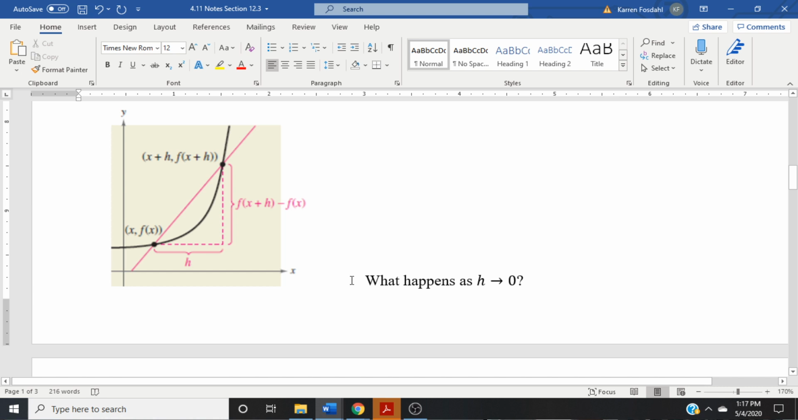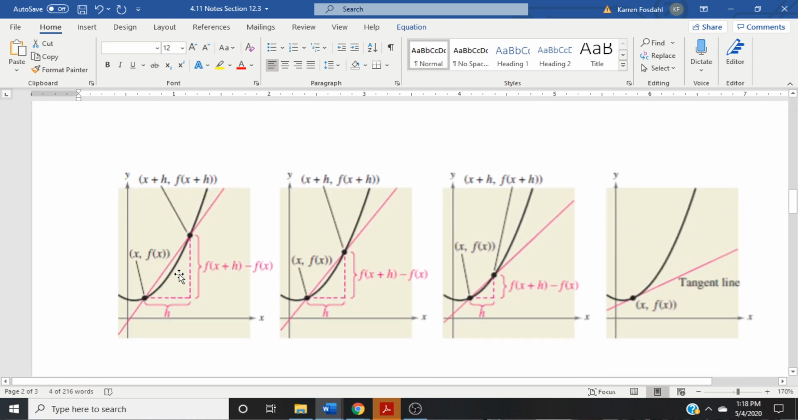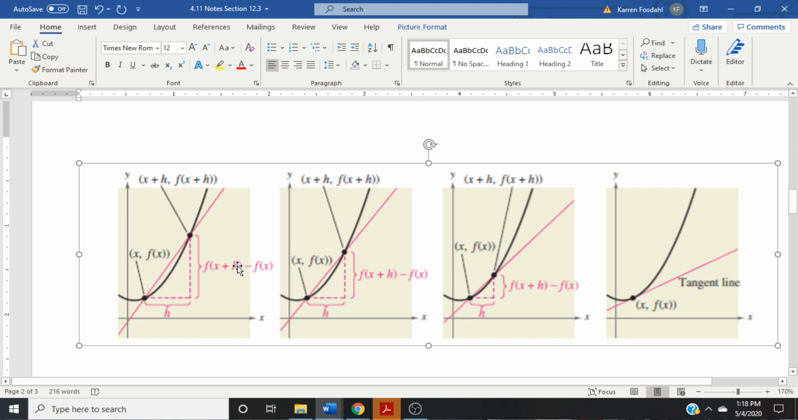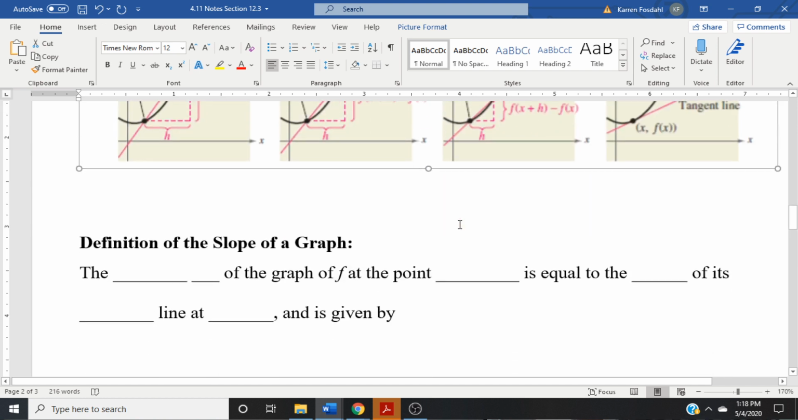Okay, so what happens to this graph is h, this h right here, approaches 0. So as h gets closer to 0, the distance between these 2 points gets closer and closer. What's going to happen? Well, notice this. The slope of the line is getting closer and closer to our tangent. And in fact, this progression is what calculus is all about. So progression closer to infinity, or closer to 0, is calculus.